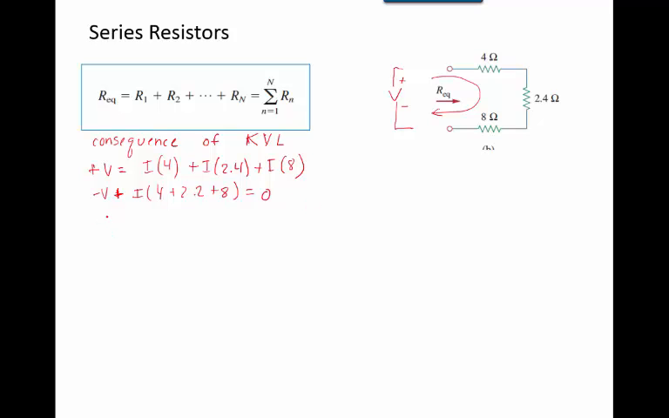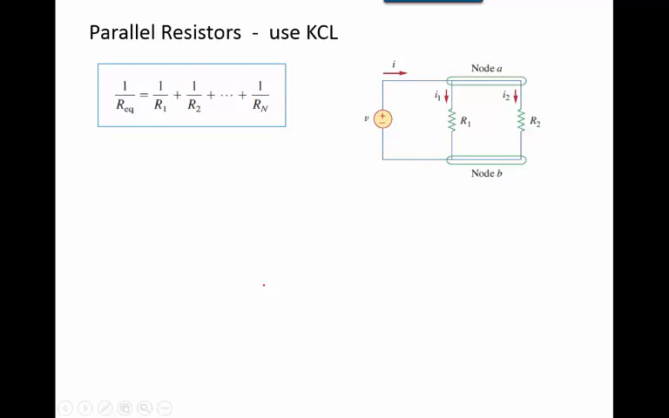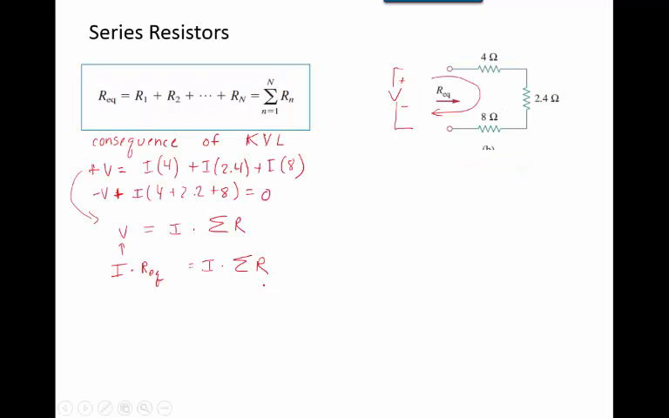So rearranging the terms, I get that V equals I times the sum of all the resistances. So this V is equivalent to an I times R equivalent, which equals I times the sum of all the resistances. So you use Kirchhoff's voltage law to prove this relationship, basically. So resistors in series add up.